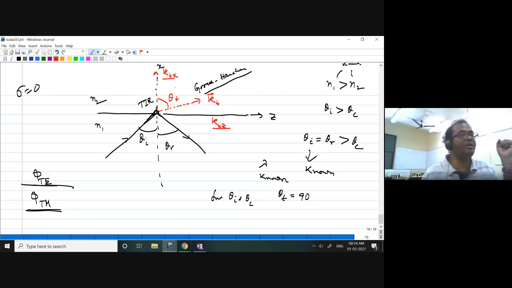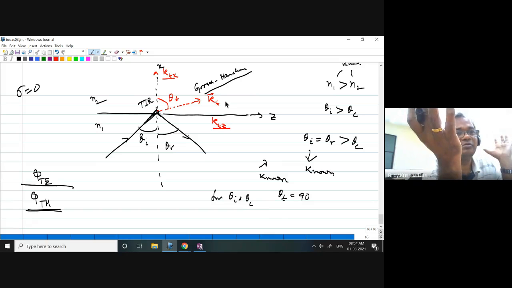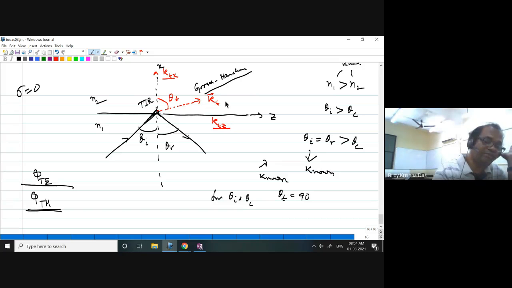And if one of them is imaginary, that means it is a complex quantity and some complicated situation will arise. We'll show that if this condition, n1 greater than n2, is fulfilled, then you also get a solution for k_tx, but an imaginary solution.